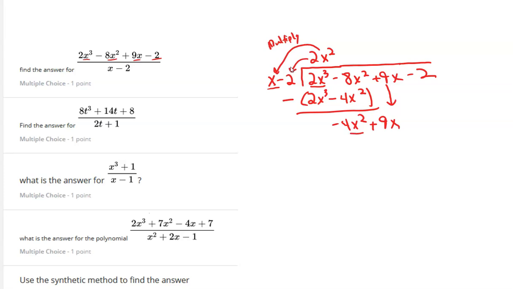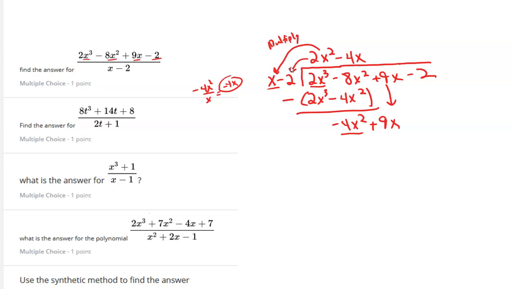So you have your lead term here, negative 4x squared, and then x. How many times does x go into negative 4x squared? So you can do it over here. Negative 4x squared divided by x equals negative 4x. So it goes in negative 4x, because x squared over x is x, negative 4 over 1 is negative 4. So I'm going to put negative 4x as my next term.